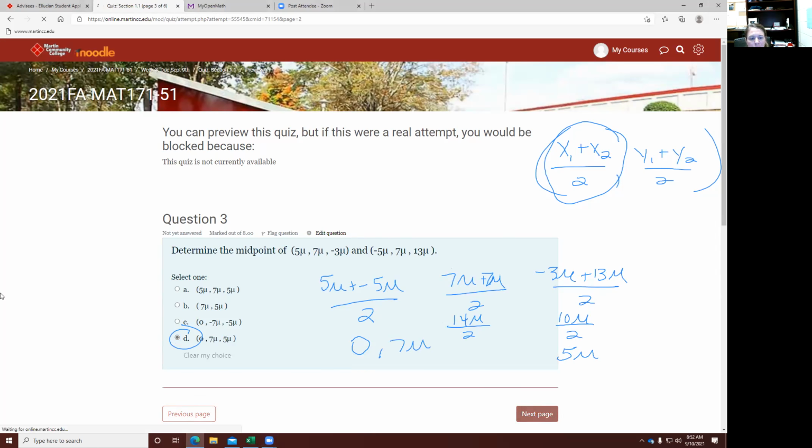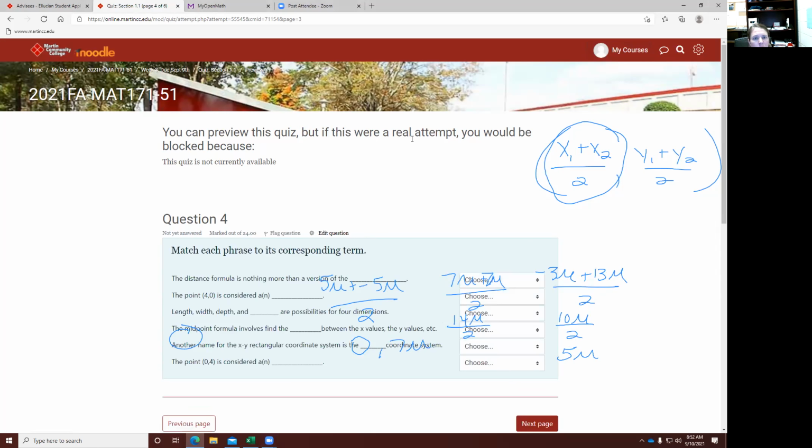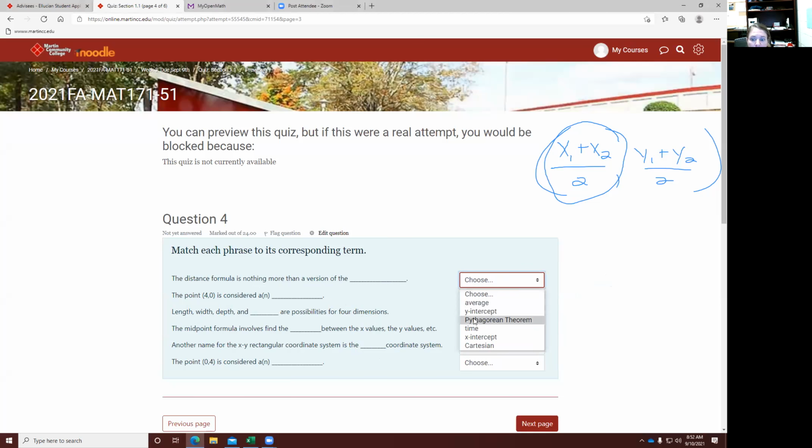All right. I know I didn't answer all the other ones on that one, but we're just going over these so you guys can kind of see what's... I think some of you guys missed number 4, which were just definitions. So that means that you guys are not even looking up the definitions while you're taking it. You had time to do that. The distance formula is nothing more than a version of the Pythagorean theorem. That was in your notes, in the videos, also in the book.